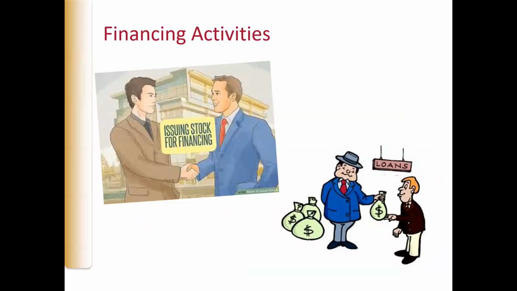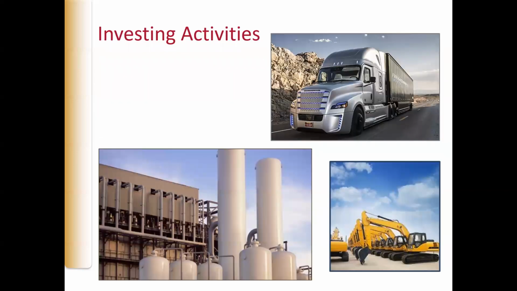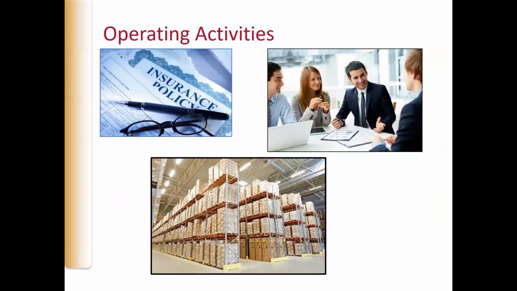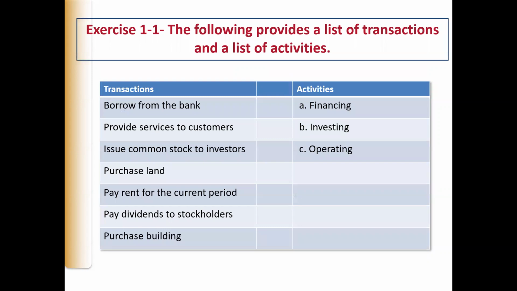Investing activities would be purchasing a truck, equipment, or a factory. And operating activities would be purchasing inventory, paying for an insurance policy, management, all the revenues and expenses related to running the business.